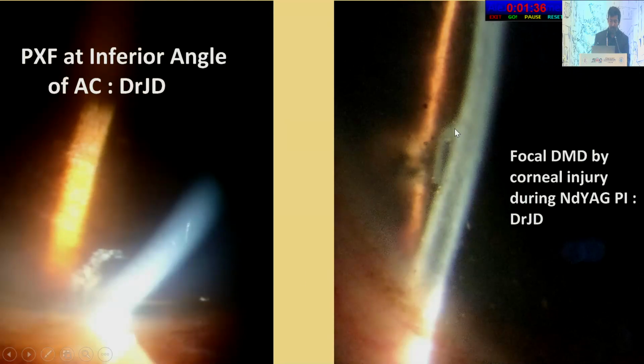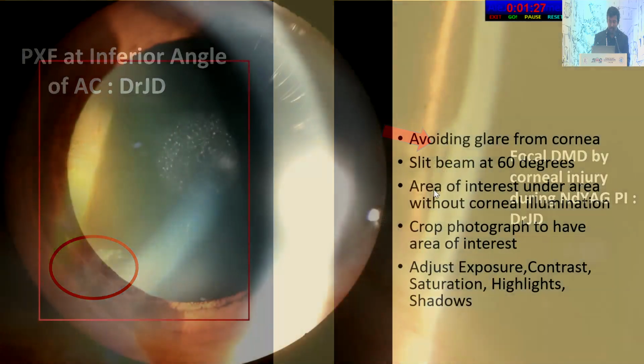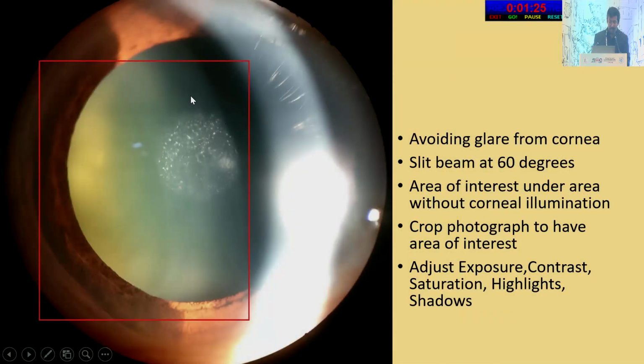Here you see a focal Descemet detachment at the place where a laser injury happened. PI was being done, there was a laser injury. So that is another thing which is here. And always, you may not get the entire picture as good, so you might have to edit. So this particular picture was cropped to remove all this unnecessary glare. So this is the point of interest. Remove the points which are not of interest.